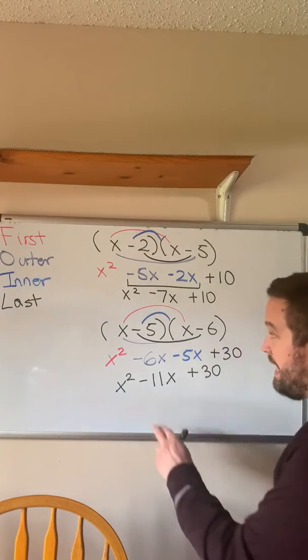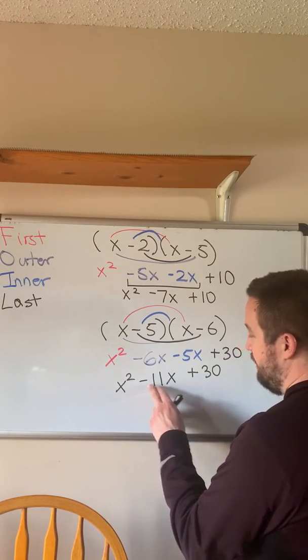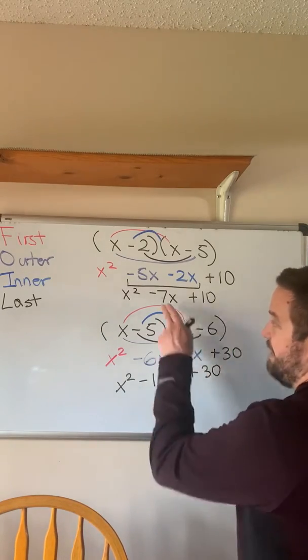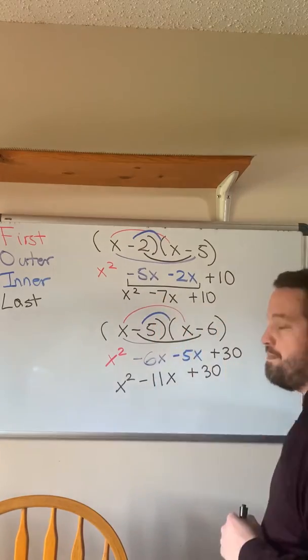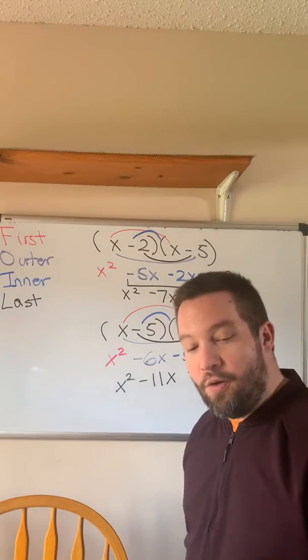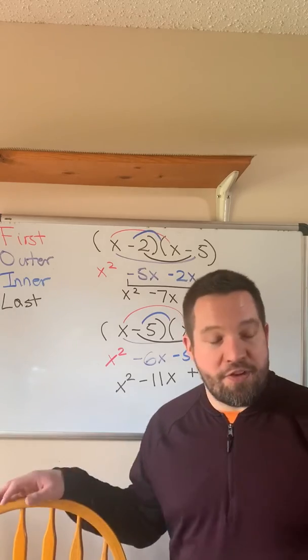So we're always going to have a negative in the middle and a positive at the end. A negative in the middle and a positive at the end. All right, so hopefully you guys are going to do okay on this one.